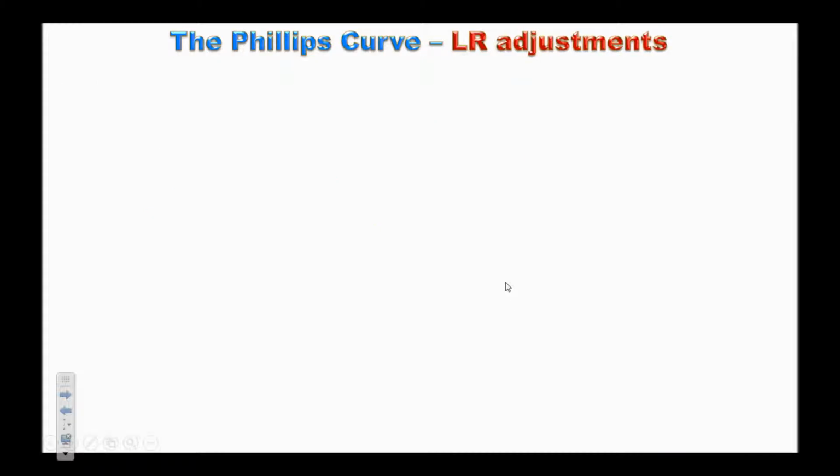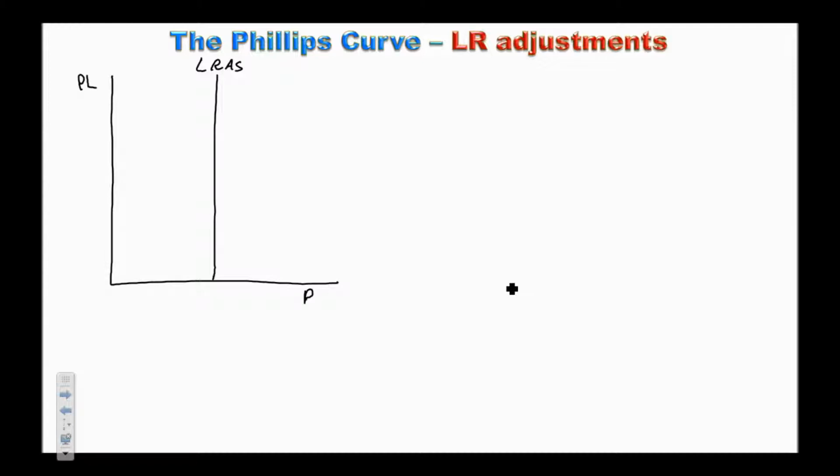All right, long run adjustments. Okay, so what we're going to do here is I'm going to show you the self-correcting economy and then how the Phillips curve also will respond to that. So we have a long run aggregate supply curve, price level, real GDP, AS. Whoa, that's not good enough. I want this to cross exactly where it's supposed to cross. Okay.